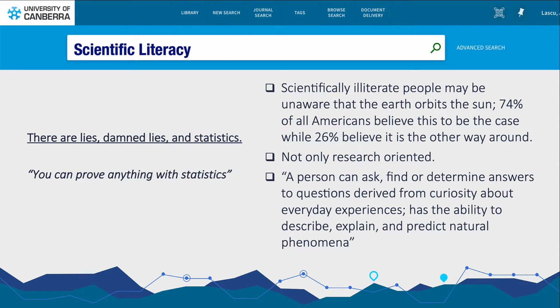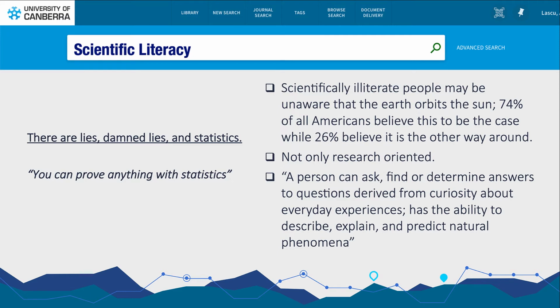But not everybody understands science. There's a great quote in the book. It's a classical quote. It's been heard many times before. It says, "There are lies, damned lies, and statistics," which essentially translates into you can prove anything with statistics. And if you present it in the right way, I'm sure that is true to some people.